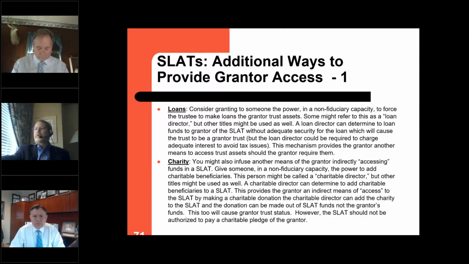Access is critical for clients. It's not just making a client a beneficiary. You can have loan provisions. I can give Bob, in a non-fiduciary capacity, the power to tell Peak Trust in Alaska, who's my trustee, give Marty a loan of 200 grand. I don't care if I die owing money to the trust. Most of us tend to look at loan provisions from an income tax perspective, that it characterizes the trust as a grantor trust, but look at it as an access point.